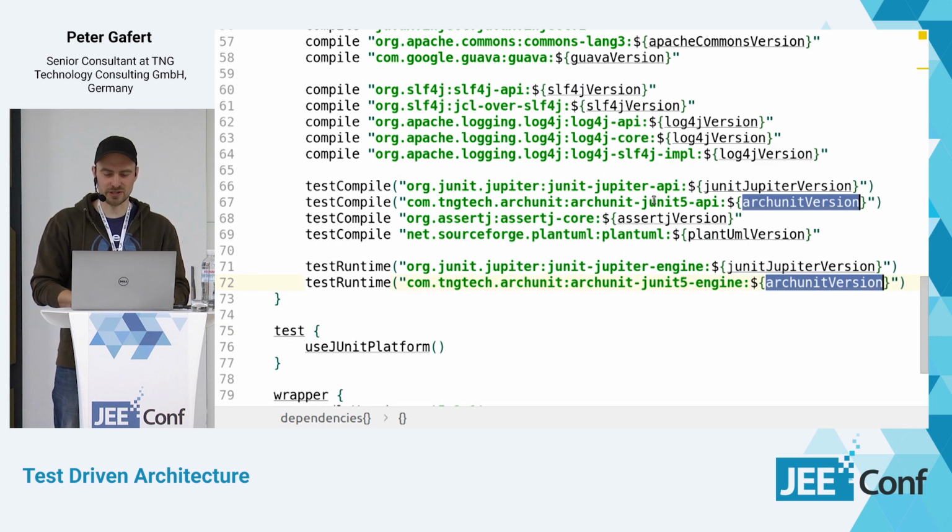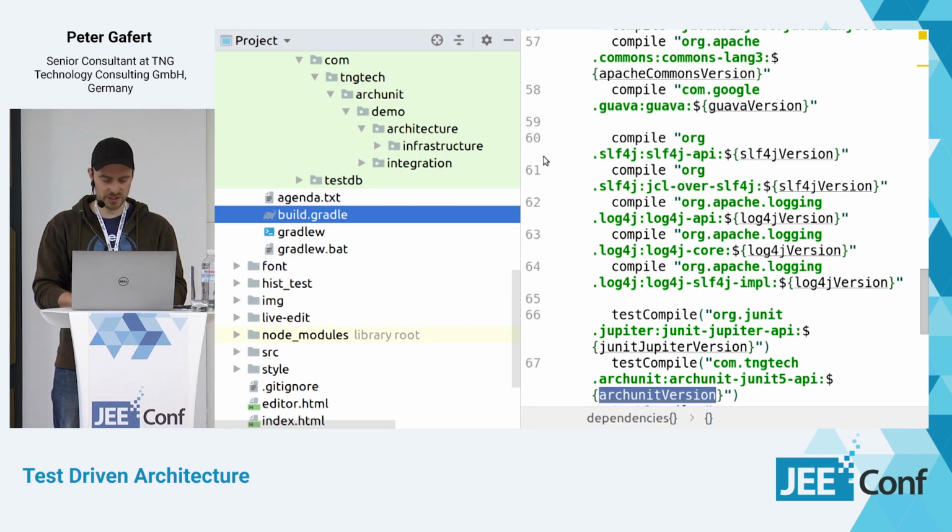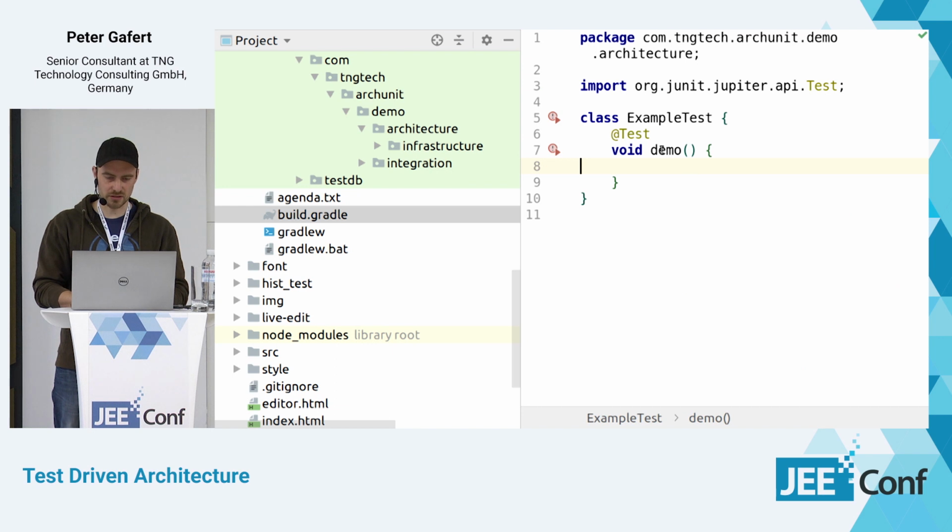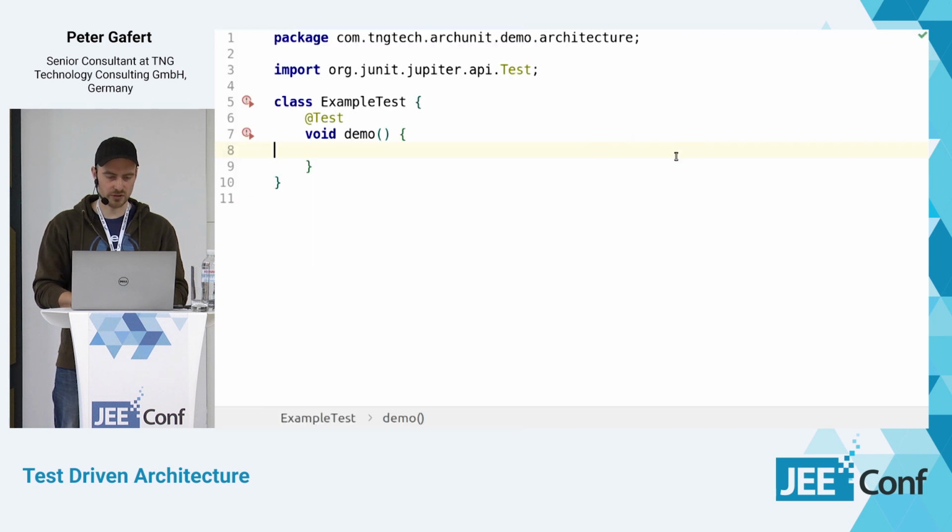It's pretty easy. I'm using the JUnit 5 support, which means I have two different dependencies here, like JUnit Jupiter, where you have an API in compile scope and an engine in runtime scope. If you would use JUnit 4 support or just the plain ArchUnit library that does not depend on any test framework, it would only be one dependency. But you just add this dependency, and then you pretty much are ready to go.